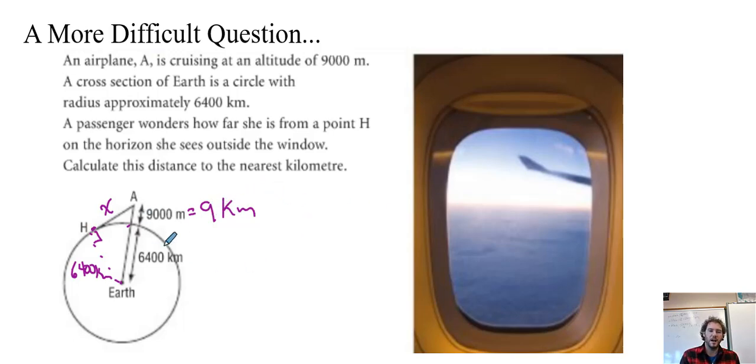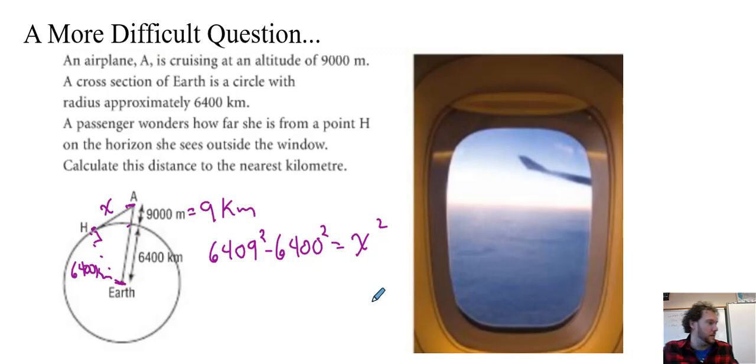Okay? So now, if we look at the distance from the middle of the Earth to the airplane as one of my side lengths, and the distance from the middle of the Earth to the surface of the Earth as a second side length, and the distance from the plane to that point on the horizon as the third side length, I now have my right angle triangle where we're missing one of the legs. So what we know now is that 9 plus 6,400, so 6,409, squared minus 6,400 squared will be equal to that missing distance squared, right?